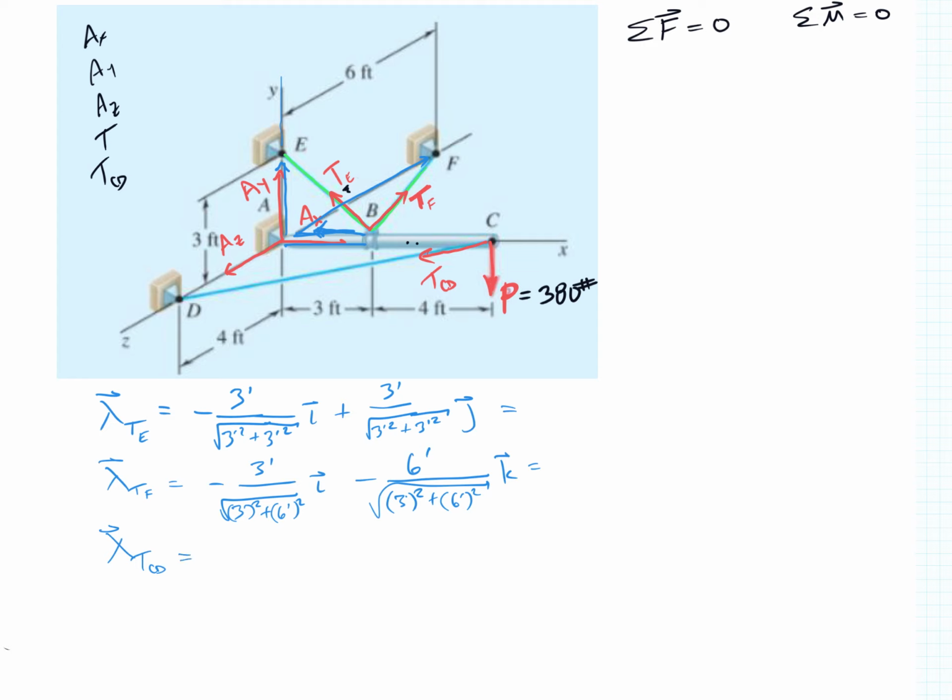equals, let's see here, TCD is going in, everything's going in the negative X direction these days. Negative, it looks like it goes 7 feet. Okay, and it doesn't go in the Y direction, but it does go in the positive Z direction. So plus, and this will have a K on it. Looks like it goes 4 feet. Okay, so we've got 7 squared over 4, 7 and 4 squared on the bottom. So 7 feet squared plus 4 feet squared for the magnitude, just like that.